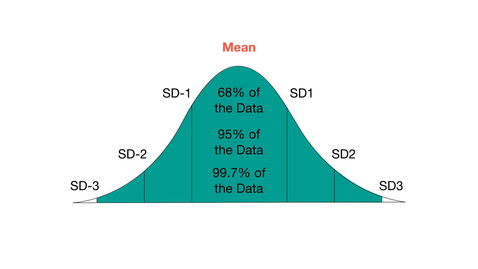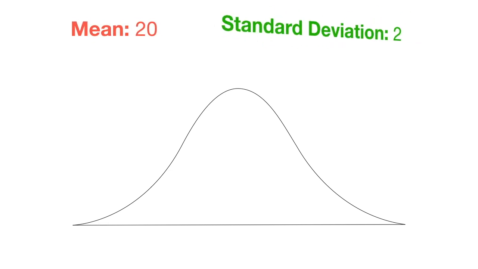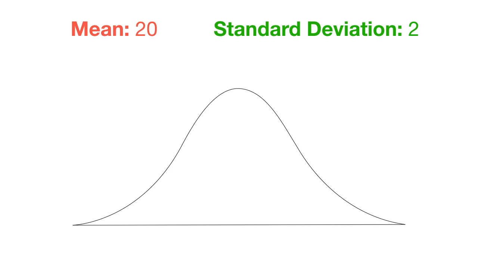And this doesn't matter what the numbers are of the mean or standard deviation, this rule always holds true. So let's take a look at an example with actual numbers here. And let's say that we have a mean of 20 in our data set, and the data set has a standard deviation of 2. So again, the first thing is that the mean is going to be right in the middle right here. So there's the mean.